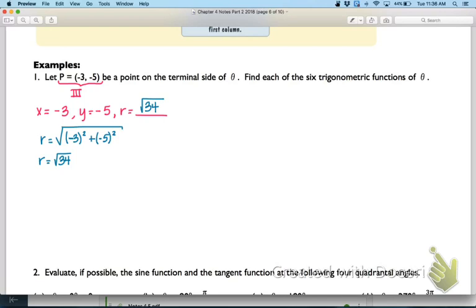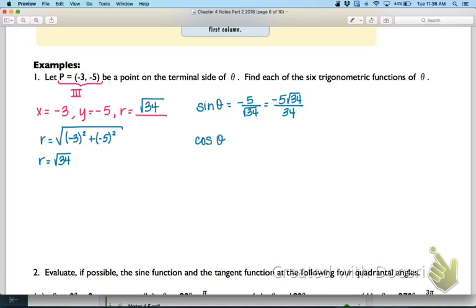So now that we have all 3 of those things, all we need to do is use those 6 rules from up above. So the sine of theta, and notice we don't actually know what theta is, we just know the ratio that we're going to figure out. So the sine is y over r, which would be -5 over the square root of 34, which we can then rationalize to be -5 root 34 over 34.